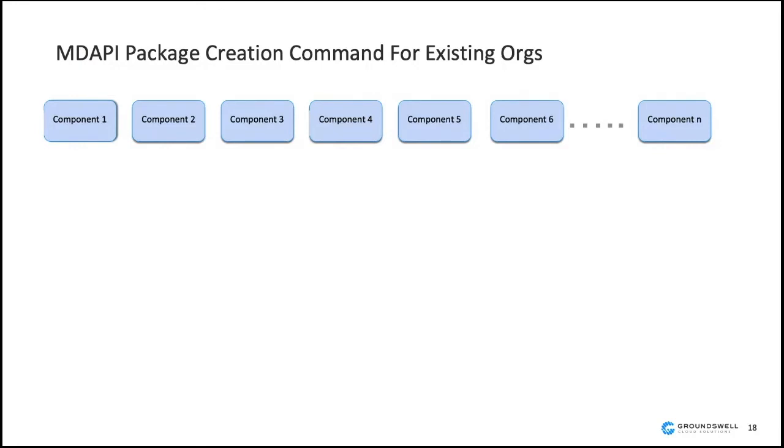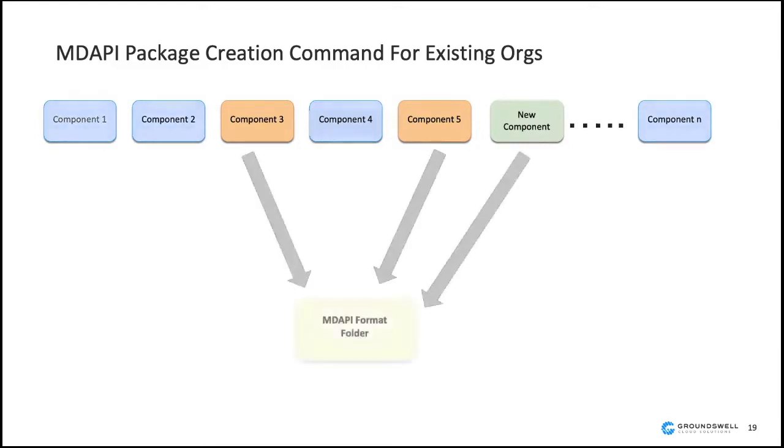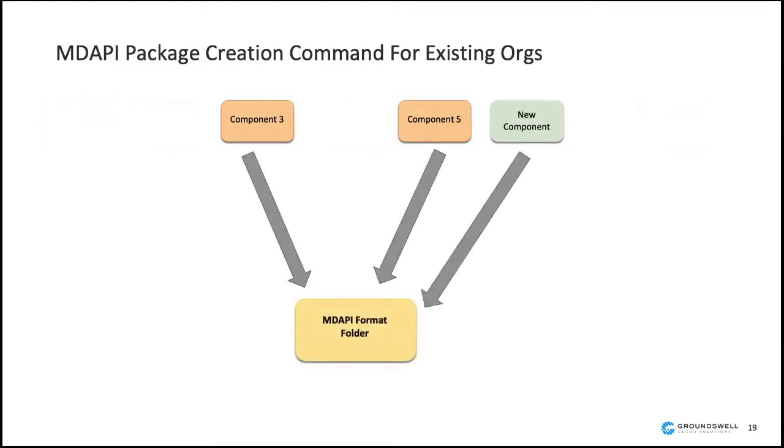To understand that better, let's imagine you have n components in your repository, and component 3 and component 5 got changed in the latest commit, and component 6 is a completely new component. What this command does is create a package considering just these 3 components, and now you can deploy this package. This is a big time saver, especially in orgs where you are deploying continuously, where all the dependencies are already there. You can just do a deployment validation quickly, and you can deploy the change.